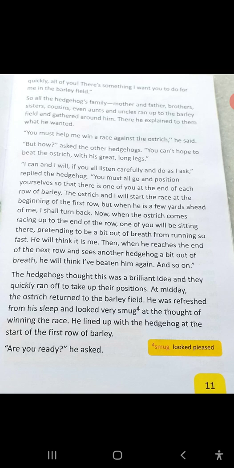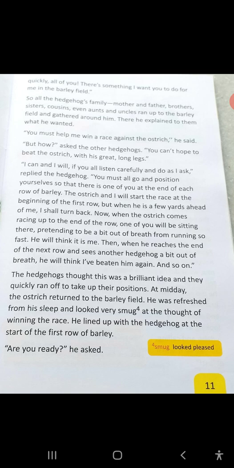Now the hedgehog started calling his family members because he wanted their help for something. Now we'll come to know what help he wanted. So all the hedgehog's family, mother and father, brothers, sisters, cousins, even aunts and uncles, ran up to the barley field and gathered around him. There he explained to them what he wanted.